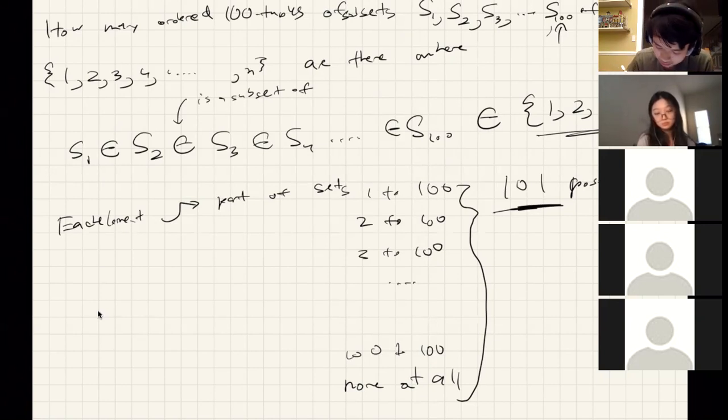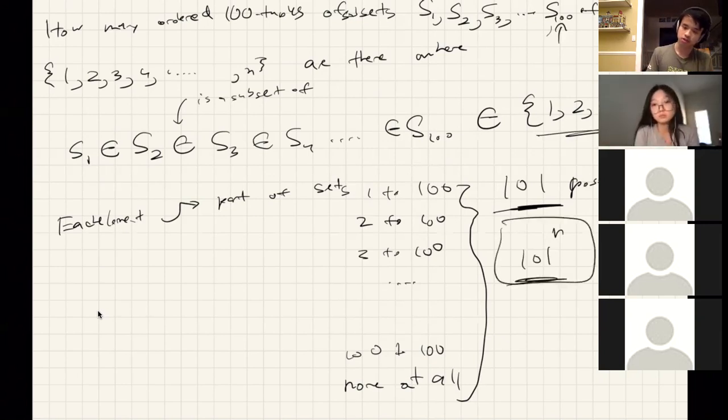So I think this is a good example of just how powerful this constructive counting idea is, even though you might think it's very stupid at first, right? But anyways, there's 101 possibilities for each element, and that yields 101 to the power of n possibilities in total. That's our total right here.